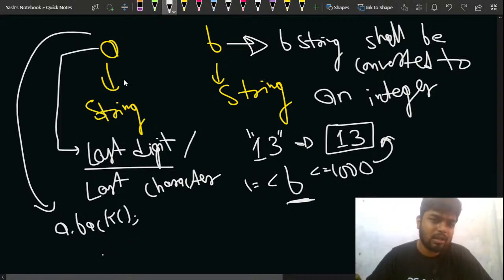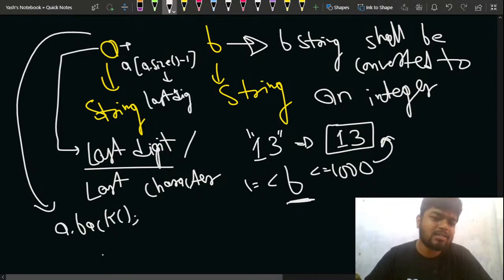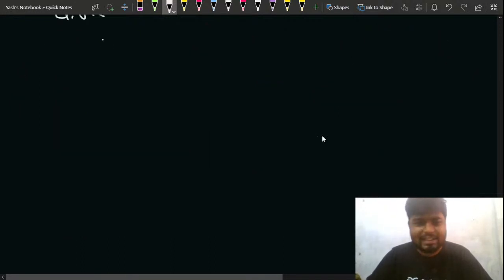You can say this. For extracting the last character, you can do a dot size minus 1. This will give me the last digit, right? And I can simply subtract it by 0, right? How do I get the last digit?